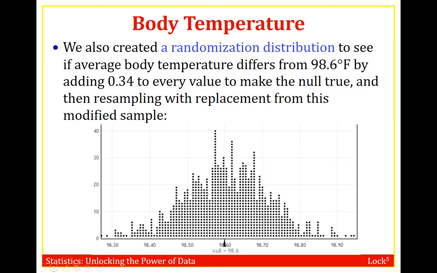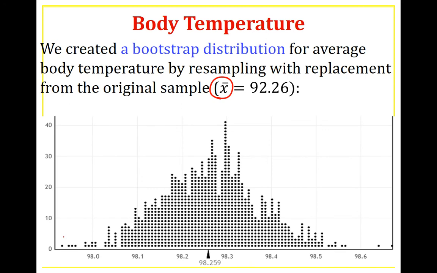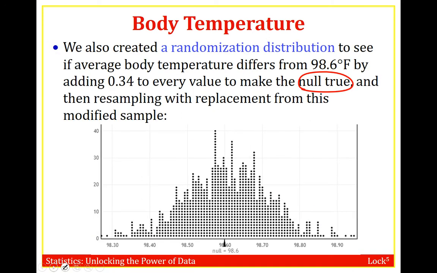If we look at a randomized distribution of 98.6 and we add all of the 0.34s, remember we make the null true. This is a lot of jargon to say. I'm going to back up one slide. When you notice this curve and you notice this curve, and we put them side by side, we're going to see major comparisons between the two.